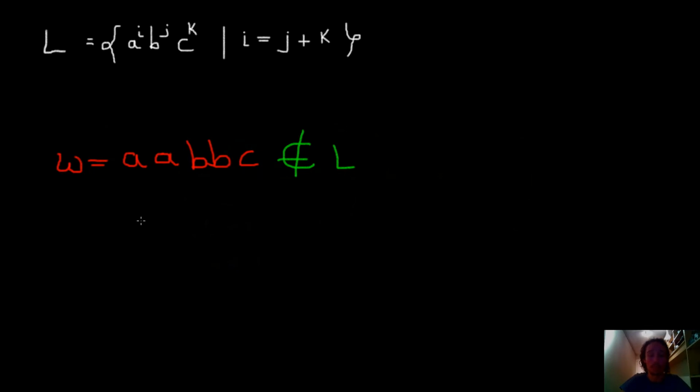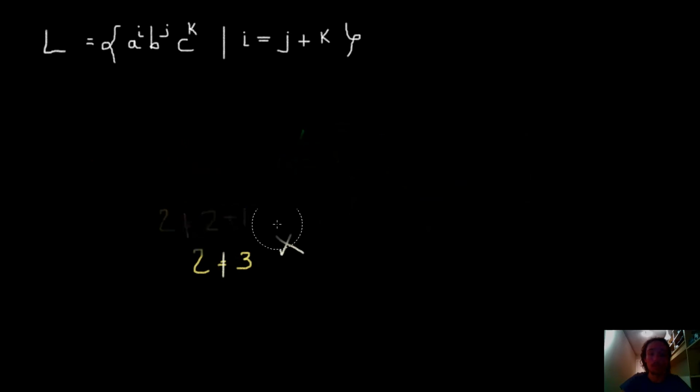Now what happens? If I go to the equation, i is equal to j plus k, so I have 2 is equal to 2 plus 1. So, j is the number of b's, k is the number of c's, and we have what? We have 2 is equal to 3, and this is false. So this does not belong to the language. This is one example of a word that does not belong to the language because of the equation.